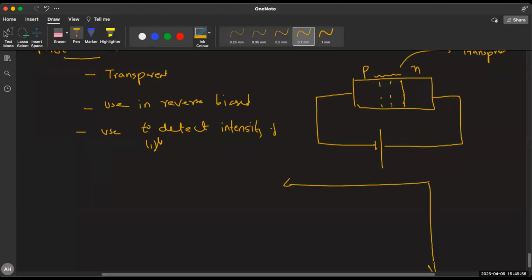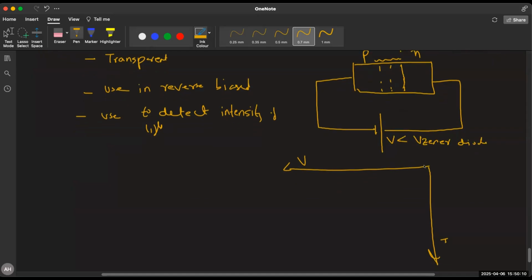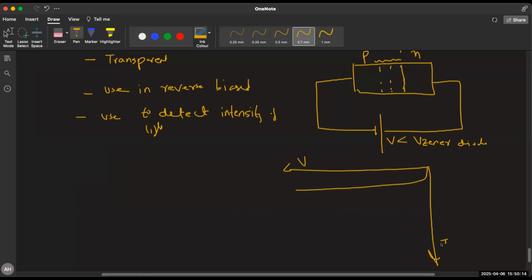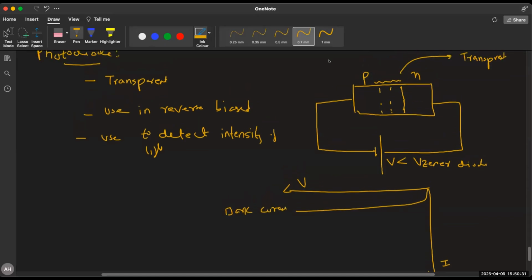Now let's first draw the characteristic. This is V and this is I. This is applied voltage, which is always less than the Zener voltage. We always keep this applied voltage less than the Zener voltage. So in the I characteristic, since your voltage is less than the Zener voltage, this portion of the graph is not possible. Since there is no light, we call this dark current. Dark current means you don't incident any photons yet.